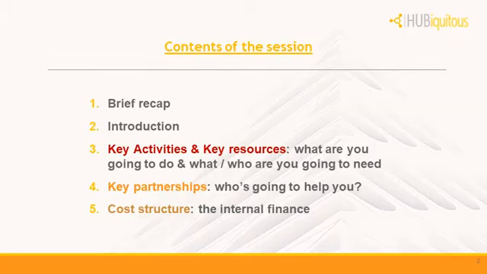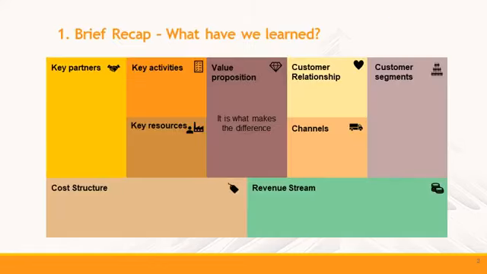As we have done in the previous sessions, we are going to start with a brief recap of what we saw in the last session, which was the value proposition. After that, I will introduce what we are going to see in today's session, and then we will start developing the key activities, the key resources, the key partnerships, and the cost structure that compose the business part of the business canvas model.